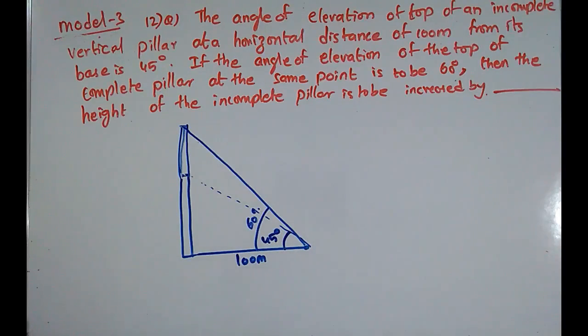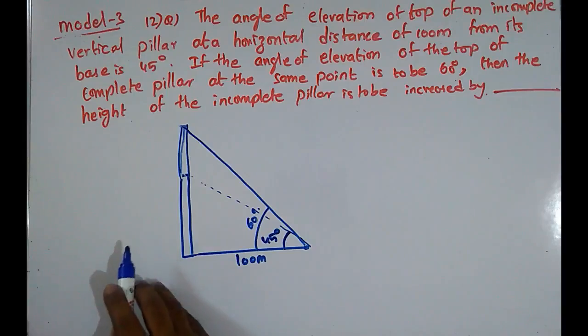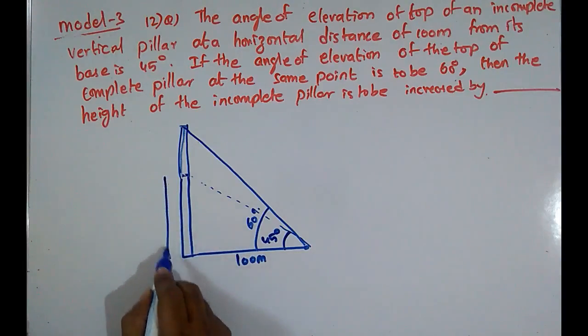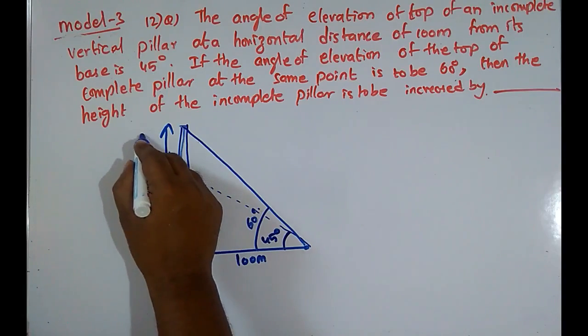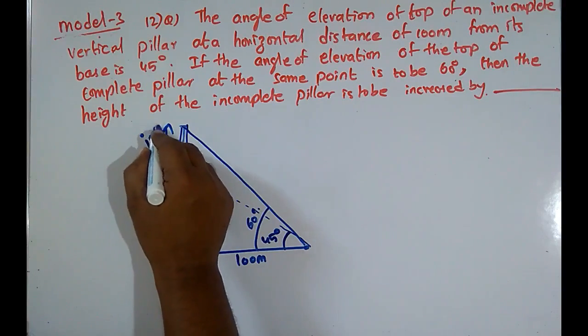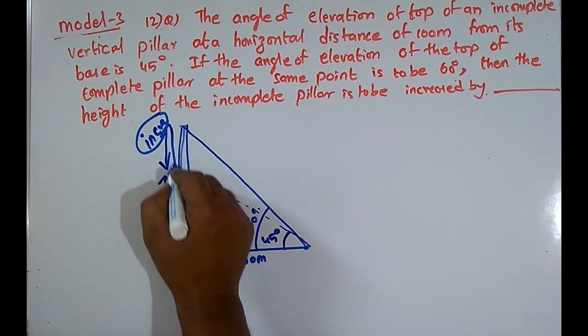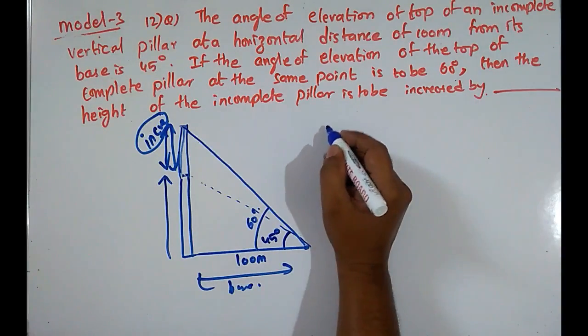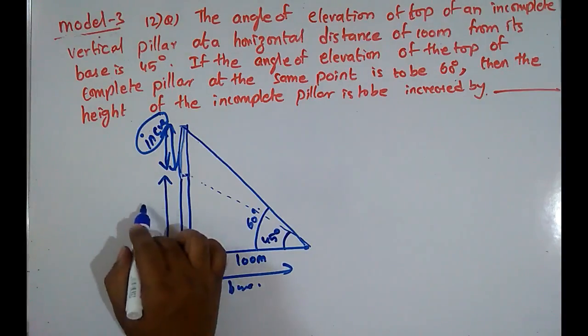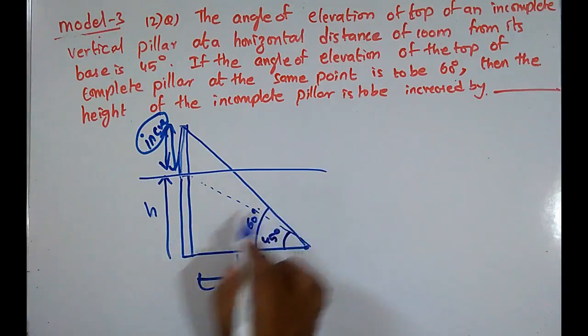Then the height of the incomplete pillar is to be increased by, from this height, how much it should be increased. They are asking how much it should be increased. This part of the height of the pillar they are asking, friends. Okay, the base is same again, friends. We don't know the first. We will find the height of the incomplete pillar, friends.